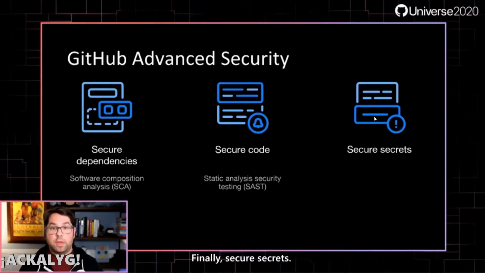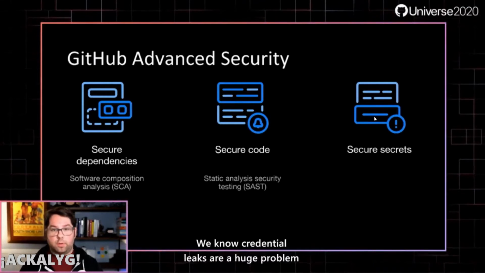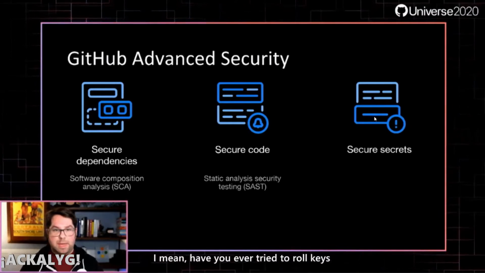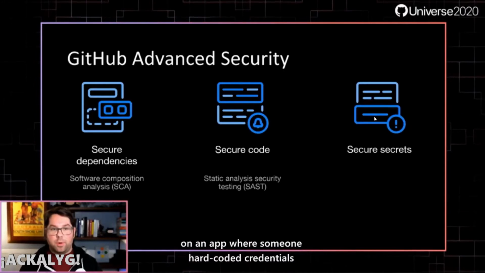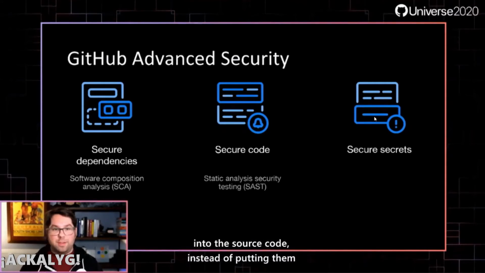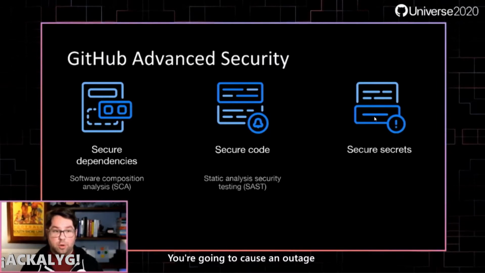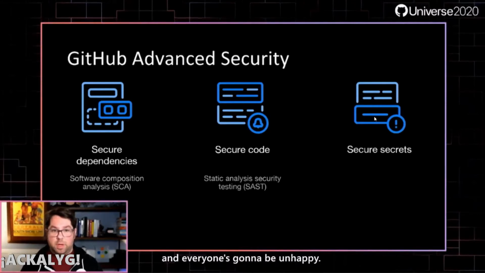Finally, secure secrets. We know credential leaks are a huge problem, both for security and reliability reasons. I mean, have you ever tried to roll keys on an app where someone hard-coded credentials into the source code instead of putting them into the key vault? It's not going to be a good day. You're going to cause an outage, and everyone's going to be unhappy.